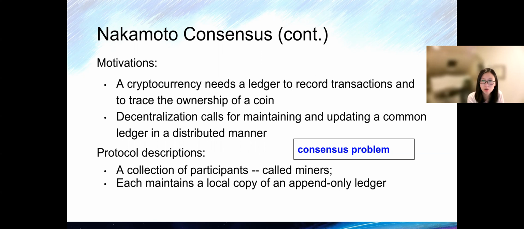A high-level description of such a cryptocurrency system is, we have a collection of participants, often referred to as miners, and each miner maintains a local copy of an append-only ledger. When you have a new transaction request, the miners will try to add it to the public ledger. A natural consensus problem kicks in because there are so many local copies. Then we need to make sure those local copies are consistent with each other.